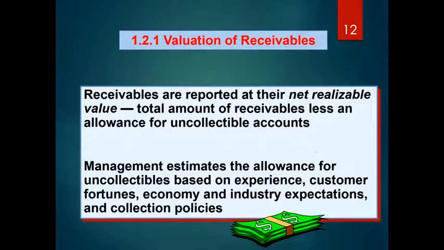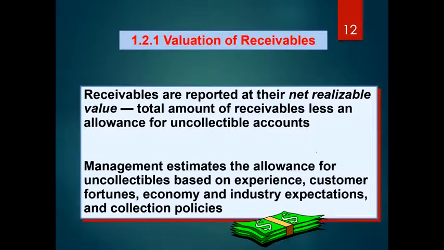Macam mana kita nak value kita punya receivable? Receivable are reported at their net realizable value. That is the total amount of receivables less an allowance for uncollectible accounts. Okay, so kalau macam kita masukkan dalam SOFP, kita punya receivable tu kita akan tolakkan dulu dengan AFDD. Baru amount tu kita akan record sebagai receivable. Okay, itulah net realizable value.